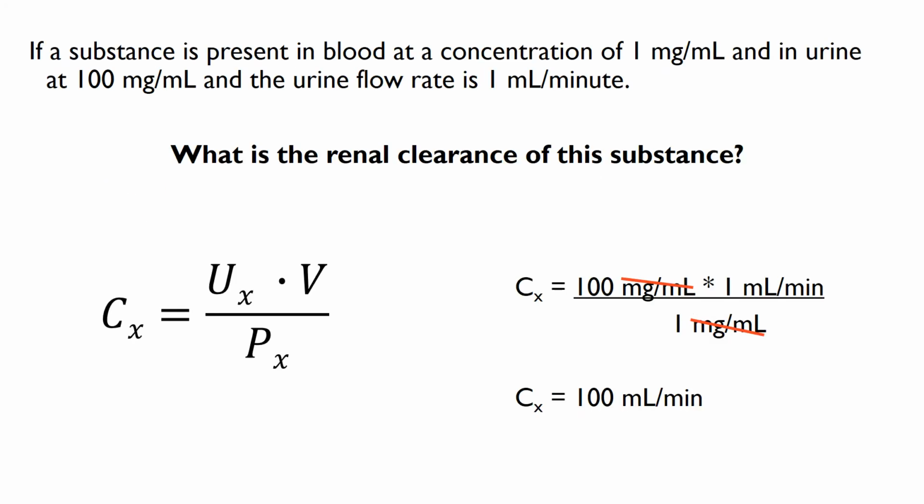So rather than giving you the variables, this example is giving you kind of a word equation. So think back to high school math where you got word equations and you got to solve them. If a substance is present in blood at a concentration of 1 mg per mil and urine at 100 mg per mil and the urine flow rate is 1 mil per minute, what is the renal clearance of this substance? Make sure that you can extract from this sentence what is the blood concentration, what is the urine concentration, and what is the urine flow rate. Insert these values into your equation, U times V over P, cross out your similar units, and you're left with 100 mils per minute.